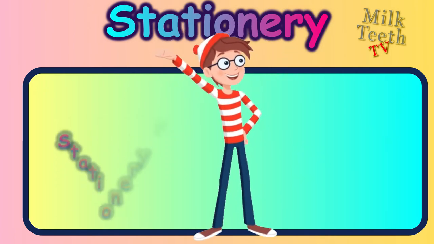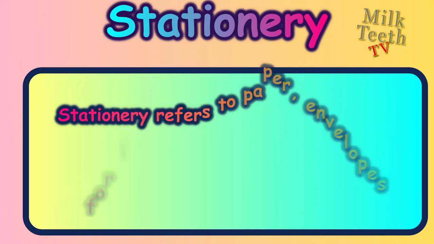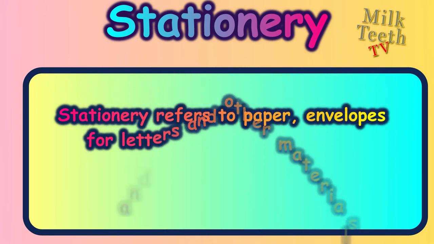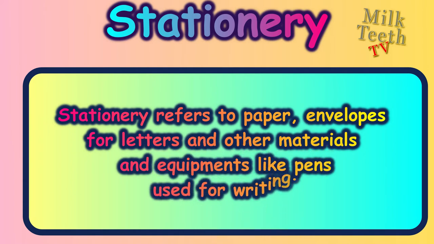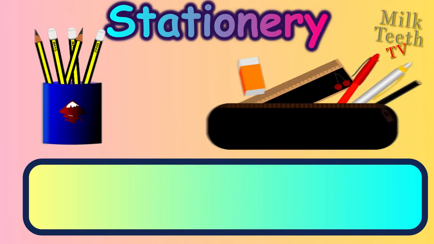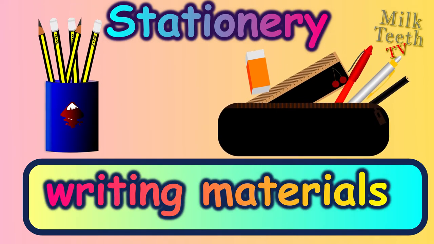What is stationery? Stationery refers to paper, envelopes for letters and other materials and equipments like pens that are used for writings. So, let us start learning about stationery items. First, we shall learn about the writing materials.